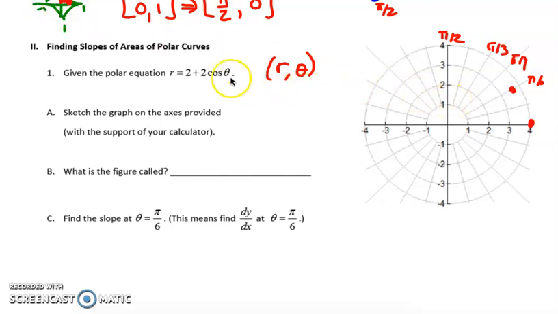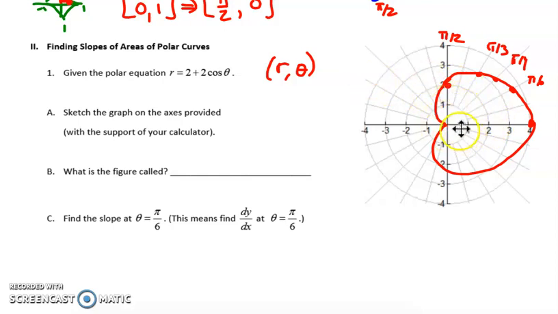Then if I plug in pi over 4, I get 2 plus rad 2 over 2, so I have 2 plus rad 2, which will be about 3.4, which might be about right here. Pi over 3, cosine of pi over 3 is 1/2, so now I'm at 3, so that's right here. Cosine of pi over 2 is 0, so that just gives me 2 here. And I could keep going around. I won't bore you with this, but it basically is going to be a cardioid. It has symmetry with respect to the polar axis, and it looks like a sideways heart.